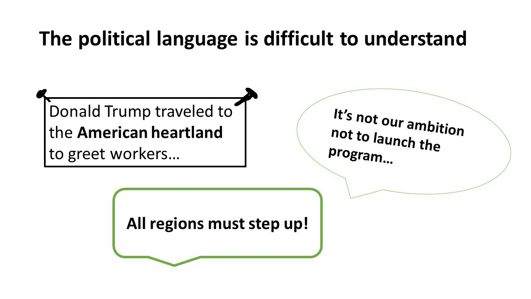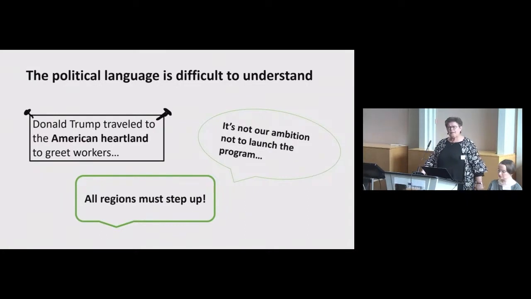Another minister said during the pandemic, when he thought the regions were too slow to vaccinate people, because the regions are responsible for health care and hospital care in Sweden, "Well, all regions must step up." That is not easy to understand.